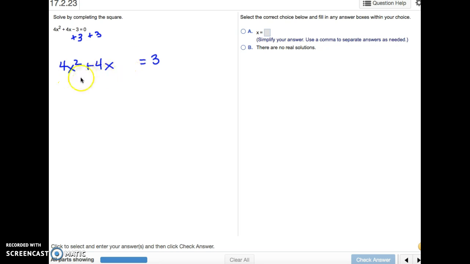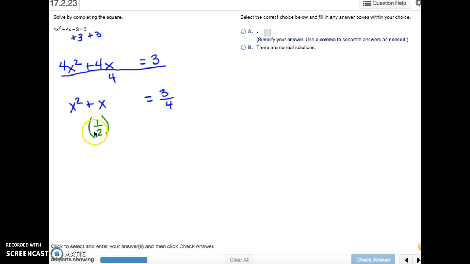Completing the square to solve is actually a little bit easier because we can divide, since we have an equal sign, the entire equation by 4. So that means I divide each part by 4. So 4x squared divided by 4 is just x squared. 4x divided by 4 is just x. And then on the other side of the equal sign, 3 divided by 4 is just 3/4. So now I'm going to look at my b, which is 1. I'm going to take half of that 1, which is 1/2, and I'm going to square it.